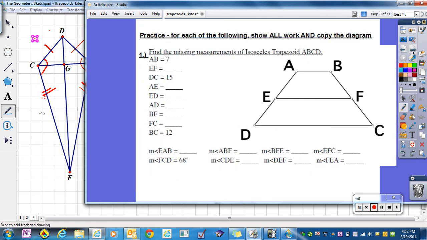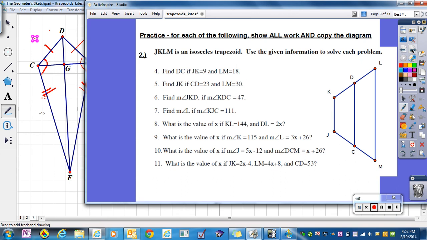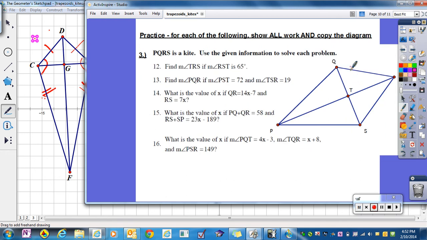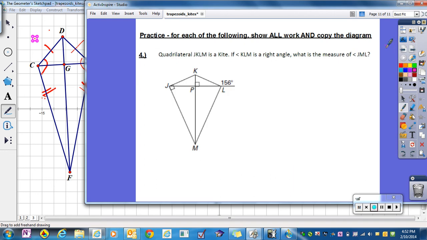Now you're going to do some practice on your own. Alright, so you're going to do this problem filling in the missing measures of an isosceles trapezoid. Then you're going to use this figure, which is also an isosceles trapezoid, and you're going to do 4 through 11. And remember that 4 is a problem, then you erase all of those numbers, and then 5 is a problem, all using this figure right here. And then you're also going to go in here and do problems involving the kite. And then you're going to have a 4th problem, still going in and solving problems of a kite.